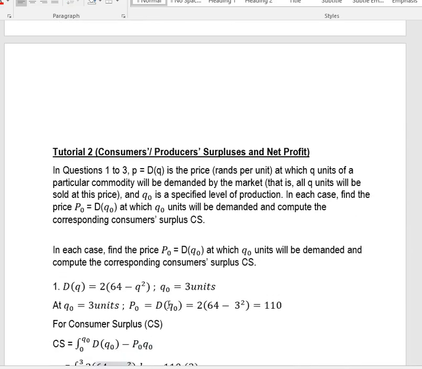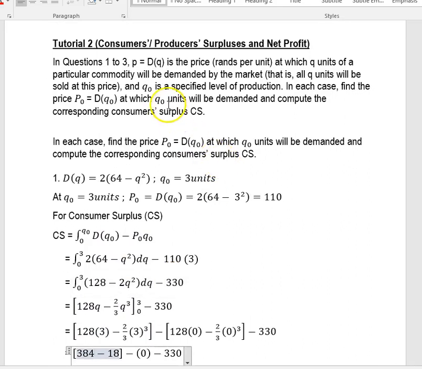Now let's go to part 2. In part 2, we taught consumer and producer surpluses and the net profit. To find the consumer surplus, the formula is the integral from 0 to q0 of D of q dq minus p0 times q0. Some textbooks use pe times qe. What we are saying is that this is your equilibrium price and equilibrium quantity.